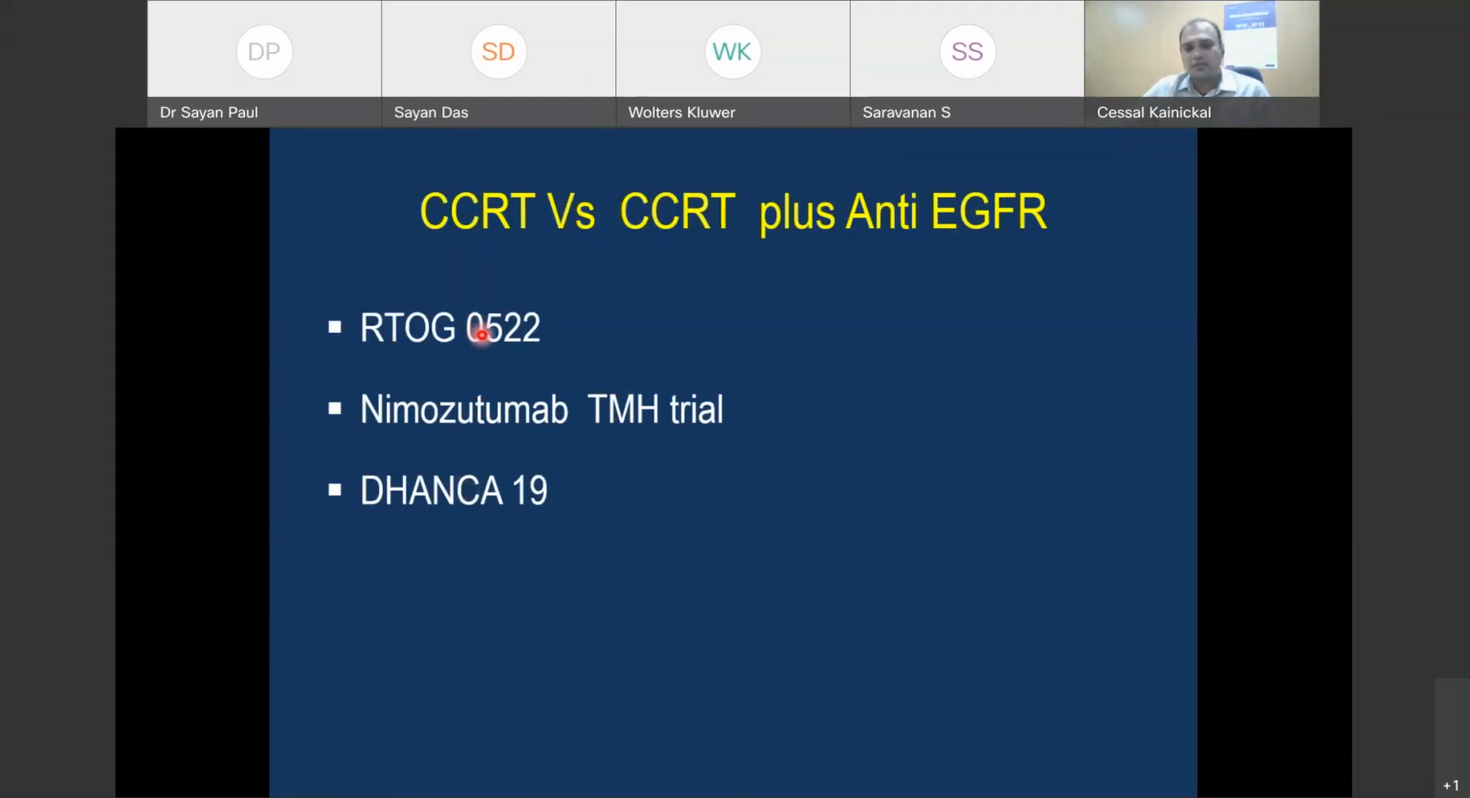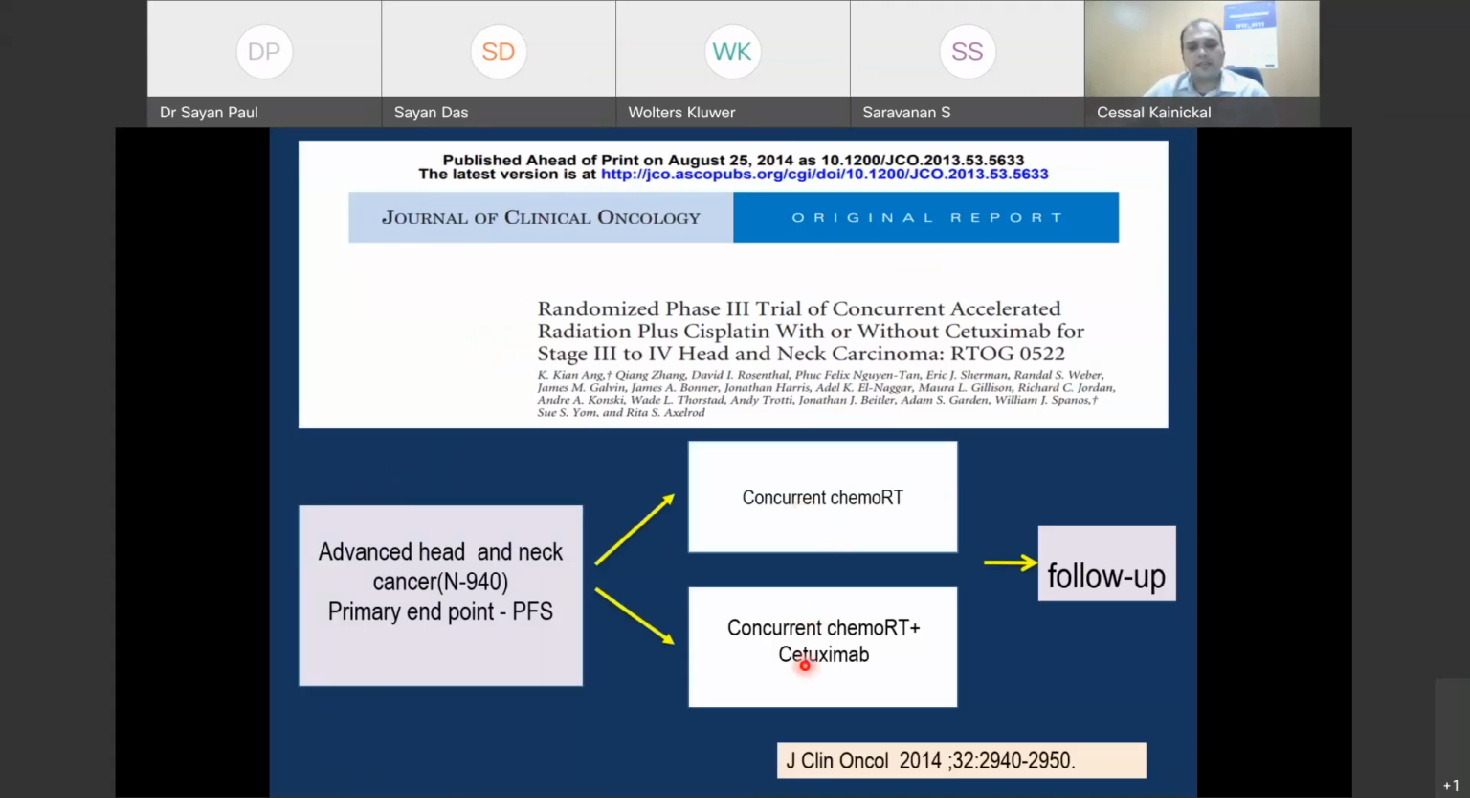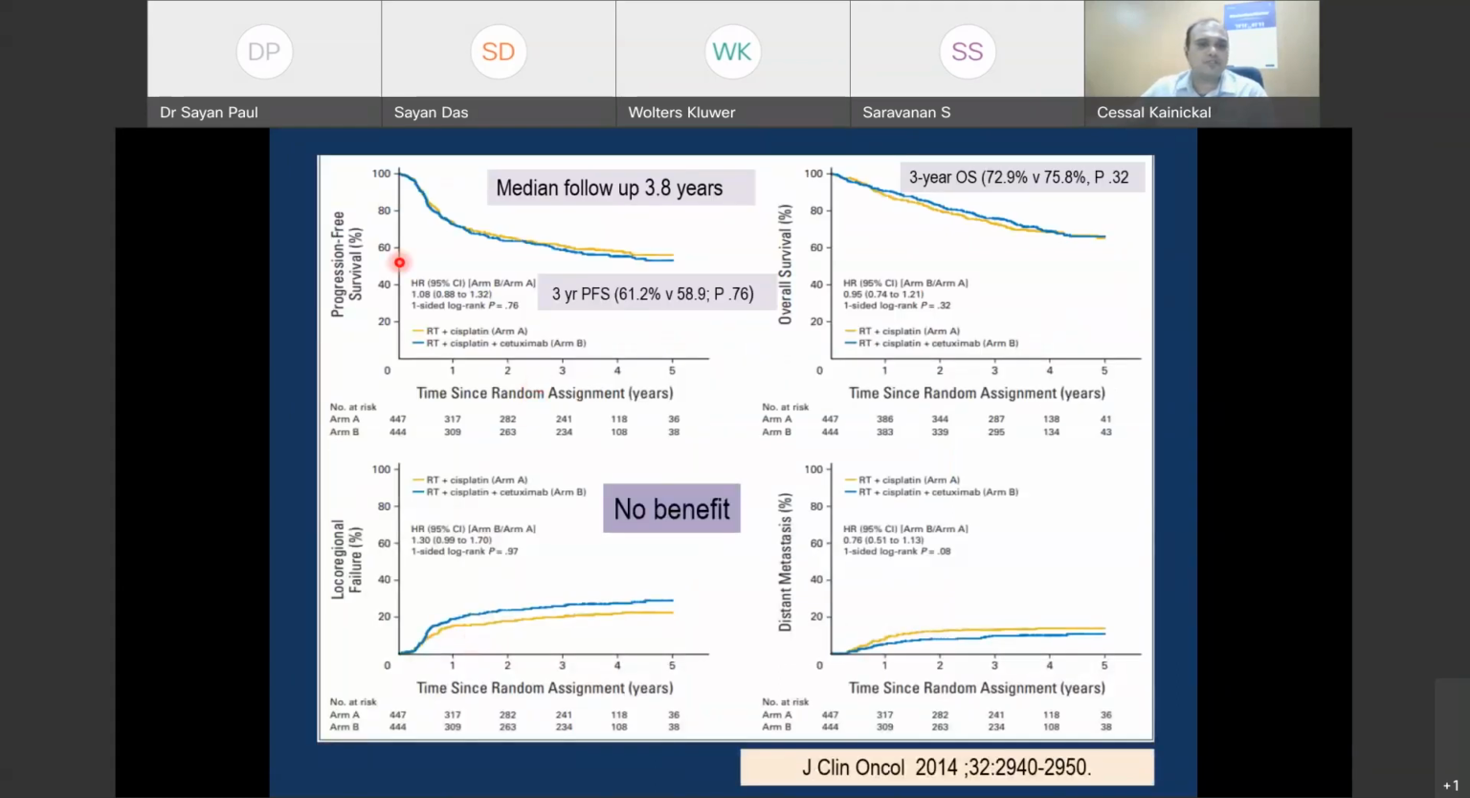The RTOG 0522 clinical trial compared concurrent chemoradiation versus concurrent chemoradiation plus cetuximab, in advanced head and neck squamous cell carcinoma patients. This data was presented at the ASCO annual meeting in 2011 and published in JCO in 2014, with the 2-year results published. The primary endpoint was progression-free survival. Looking at the 3-year results, at a median follow-up of 3.8 years, there was no difference between the arms in 3-year progression-free survival and 3-year overall survival. And there was a 10% increase in grade 3 and grade 4 toxicity. The conclusion is that cetuximab, in addition to concurrent chemoradiation, is not of any benefit in locally advanced head and neck squamous cell carcinoma.